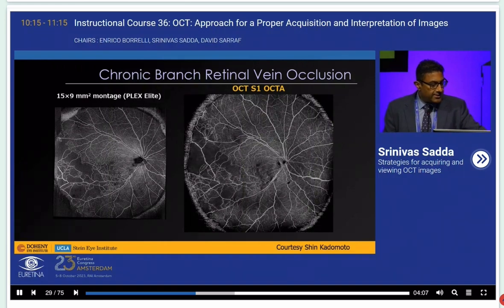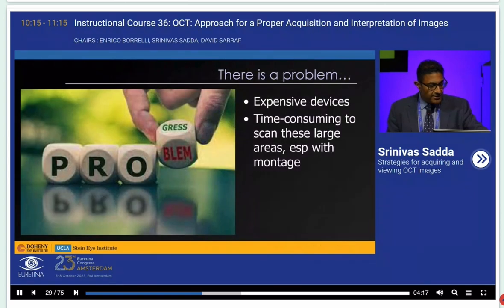And our devices now, whether through montage or even single huge acquisitions, can give us quite extensive field of view, which can certainly be valuable for assessing various retinal vascular diseases. The challenge, of course, is that some of the devices that can do this can be quite expensive, and it can also be time-consuming. If you're going to do montages, which we sometimes do for diabetic patients, that can take quite a bit of time.